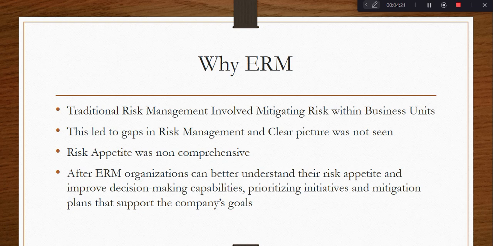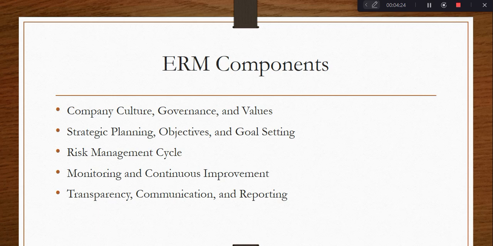So let's move on to the components of ERM. We'll quickly go through them. If you need a detailed explanation, do let me know, because each component is a chapter in itself. The first is company culture, governance and values. As its name suggests, the culture, governance structures and values of an organization play a major role in establishing the enterprise risk management program, like the internal policies, procedures, code of conduct, team norms, or operational norms, and the business unit view of risk, how they view risk. These come under this.